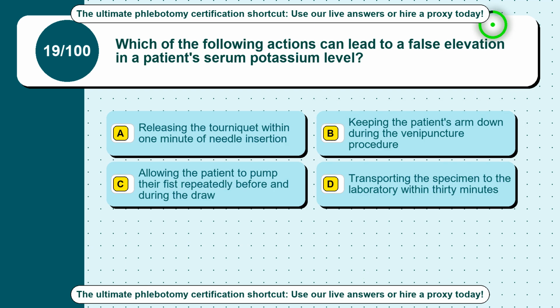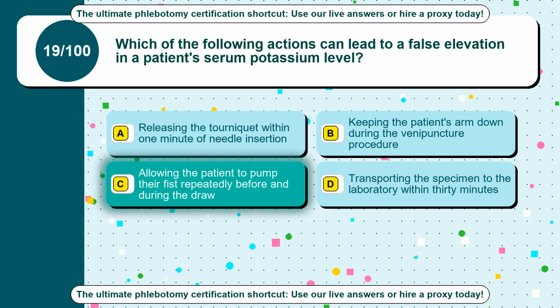Question 19. Which of the following actions can lead to a false elevation in a patient's serum potassium level? Option A, releasing the tourniquet within 1 minute of needle insertion. Option B, keeping the patient's arm down during the venipuncture procedure. Option C, allowing the patient to pump their fist repeatedly before and during the draw. Option D, transporting the specimen to the laboratory within 30 minutes.